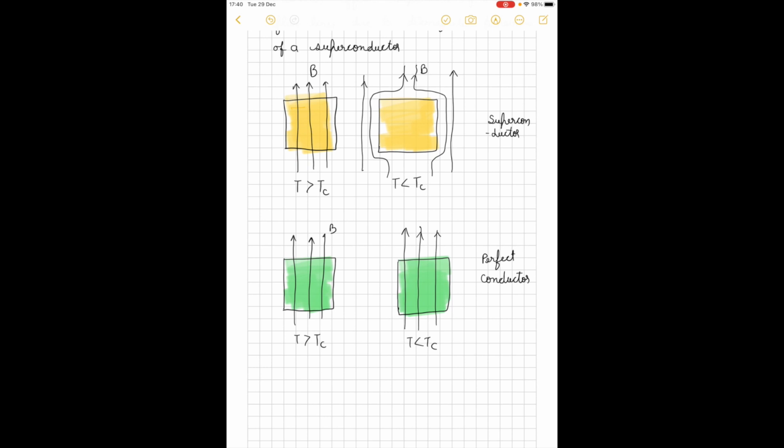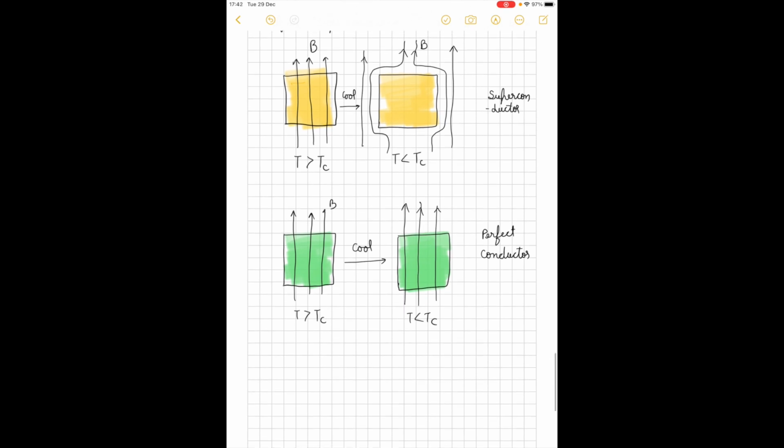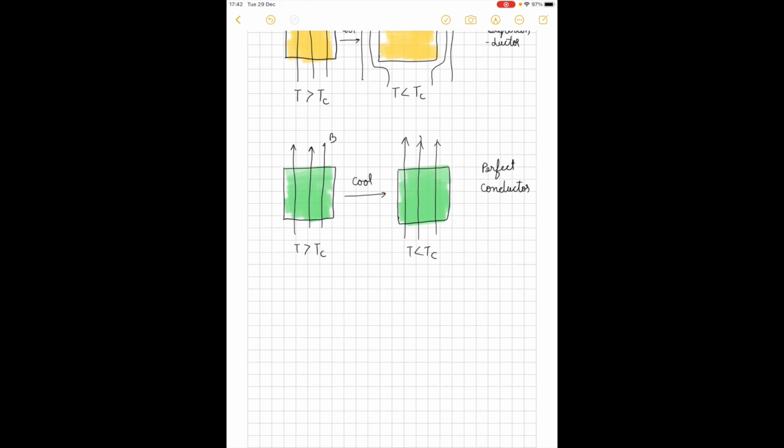Okay, so this happens, as I said, when we cool down the sample. Here T was greater than Tc, then we went to T smaller than Tc. Here also the same, we cool it down. So the perfect conductor continues, the magnetic field lines continue to penetrate the sample. However, for a superconductor, that's not the case. Okay, so this was the diamagnetic from the susceptibility and permeability point of view.